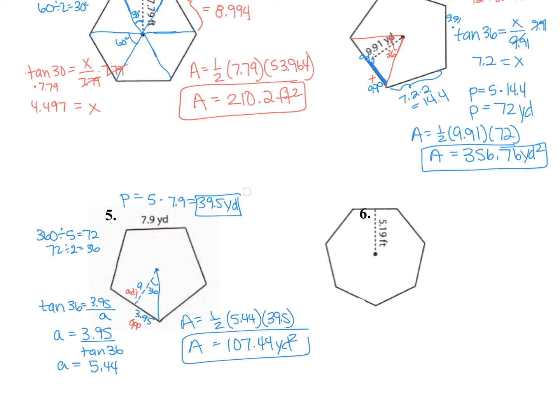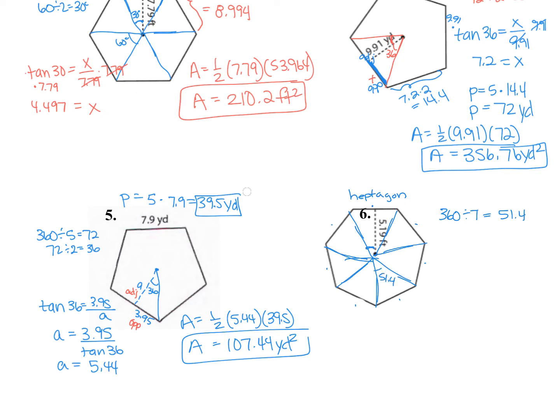So number 6 is actually a heptagon. So if I start here, I have 7 sides. So this is a heptagon. It's a 7-sided figure. So when I go to do my triangle right here, and I want to calculate my angle, I'll start with my 360 divided by 7. That gives me a 51.4-degree angle for all 7 of my triangles around the center. So my angle is 51.4.